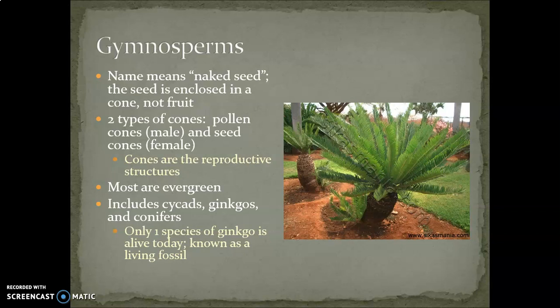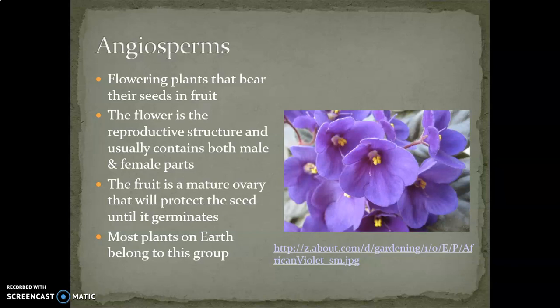Gymnosperms, as we mentioned, a lot of them use cones, not all of them, but the majority of this group are conifers. They're typically evergreen, and now they have seeds. They don't need water for their reproduction, so they are moving further onto land, more independent of water, I should say. And then angiosperms are our flowering plants. We'll break down the parts of a flower here in just a second. And the seeds on the inside will then turn into a fruit. These are the most successful, abundant plants on the earth.